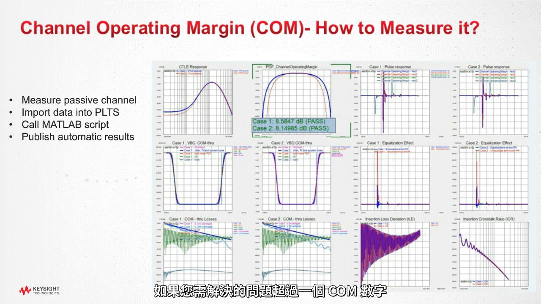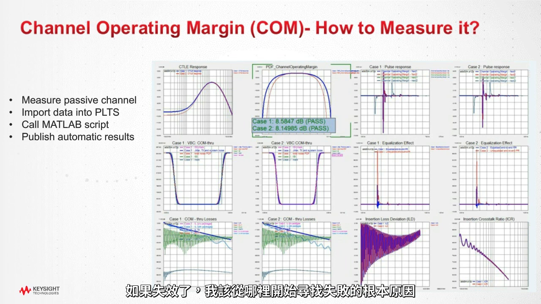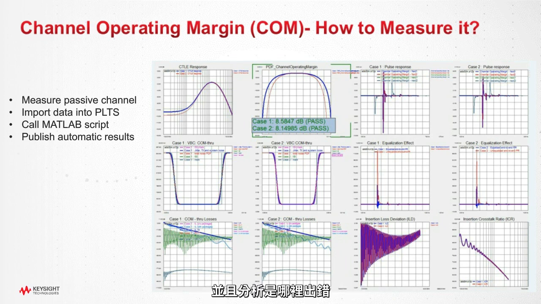And if you need to troubleshoot beyond just the one number of COM, for me, I like to know, where does that number come from? If it's failing, where do I start looking for failure root cause? Well, this is when you start diving into each of these plots and analyzing what went wrong.